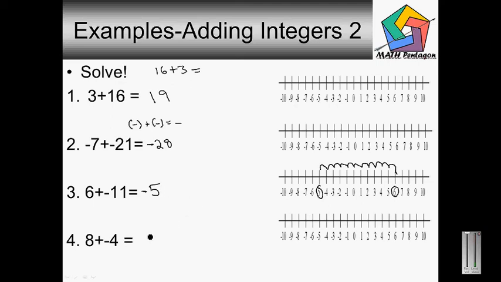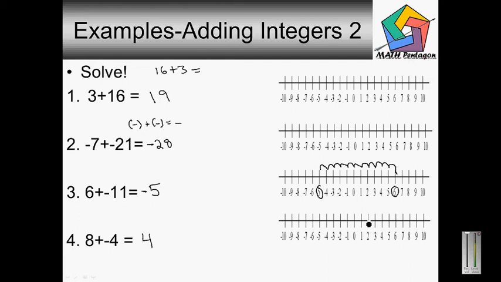Okay, now our next problem, we have a positive and a negative. Of course, the rule is look for the biggest number, and our biggest number is a positive 8, and it's a positive, so our answer is going to be positive. So this is basically like saying 8 minus 4, so our final answer would be 4.